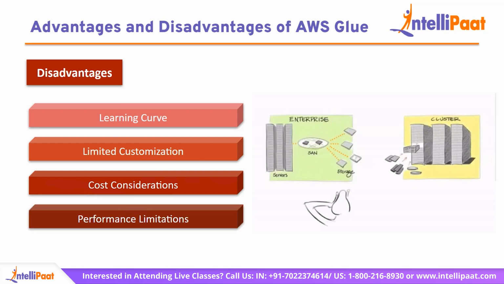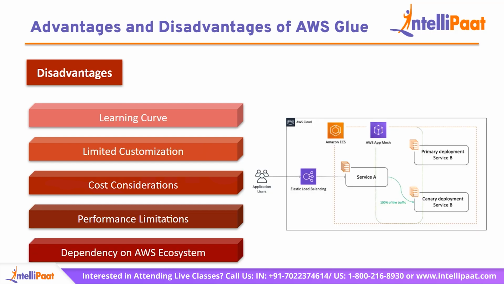The fourth disadvantage is performance limitations. AWS Glue's performance is influenced by factors such as data volume, complexity of transformations, and the underlying AWS infrastructure. Complex or resource intensive transformations may impact the overall performance and processing time.